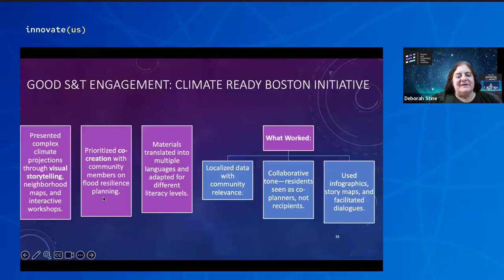So here's an example of what I consider to be a good one. The reason why it's good, this is from the Climate Ready Boston initiative, is that it presents complex climate projections through visual storytelling, has neighborhood maps, and they had interactive workshops. They prioritize co-creating with the community members on flood resilience planning, and then they translated materials and adapted it for different literacy levels. I'm going to show you some graphics next that illustrate this localized data with community relevance, the collaborative tone, and the different ways that they got across the message.